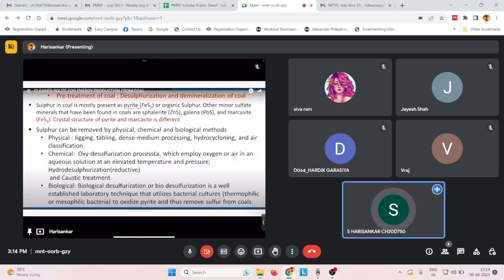Before we use this coal for any kind of process, we usually subject this coal to a couple of pre-treatment processes. Mainly something like desulfurization, which is removal of sulfur, and demineralization, which is basically removal of all the inorganic metals or minerals.